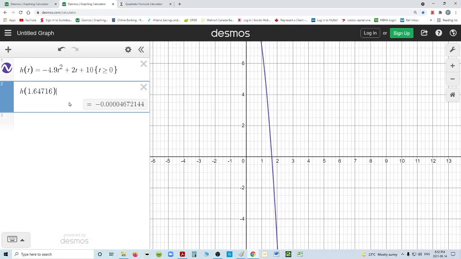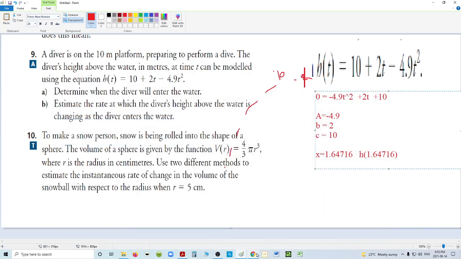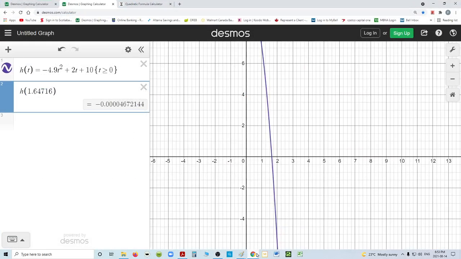And there's his height, pretty much 0. 0.64716. Interesting that I didn't quite get 0, but good enough. I guess rounding error, but it doesn't matter.